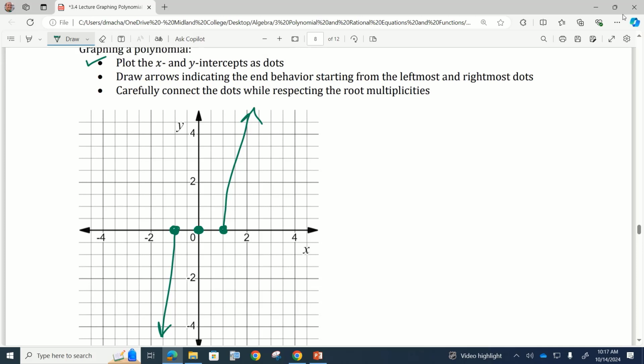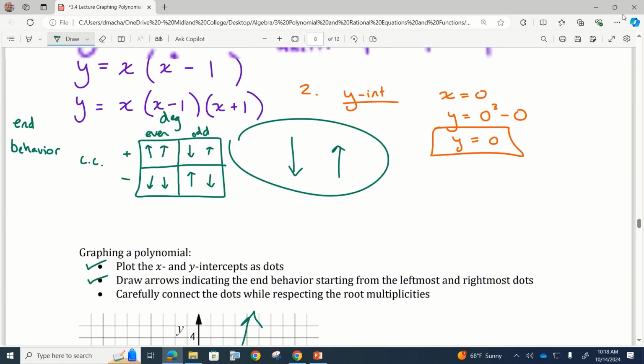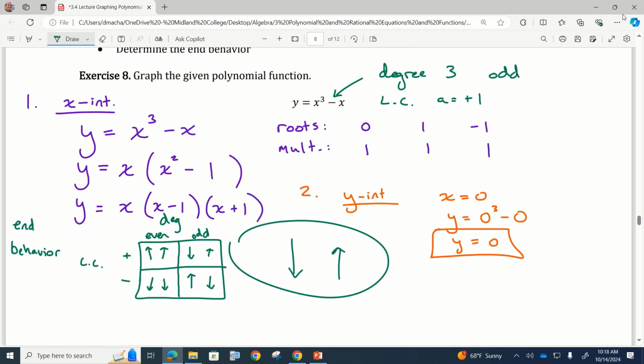So now we've covered our intercepts and our end behaviors. The last step here is the hardest one. We are going to connect those 3 dots in a way that respects what the root multiplicities are. What I mean by that is, go back and look. Since these multiplicities are odd, it's going to cross the axis.